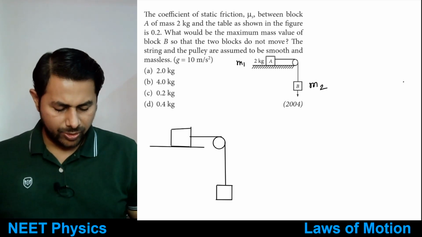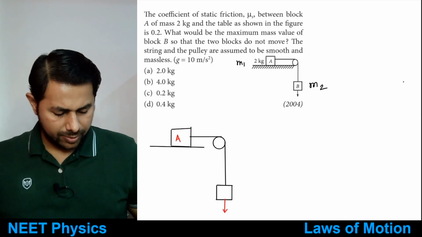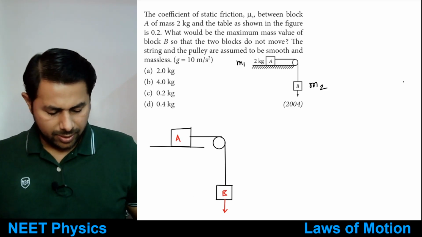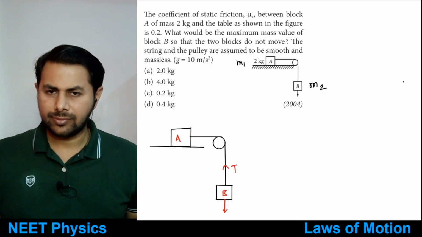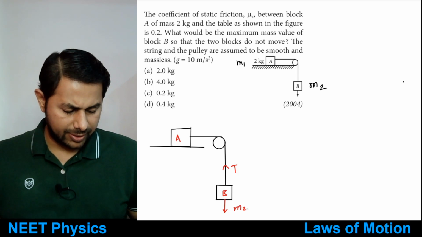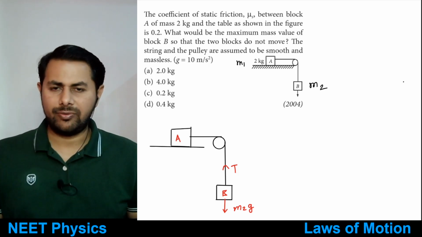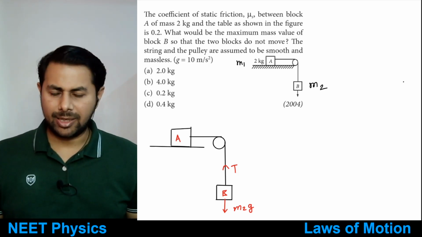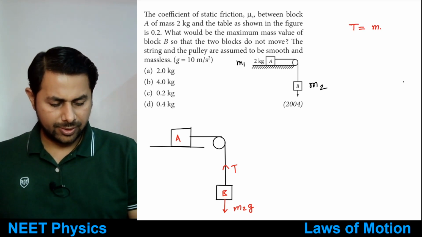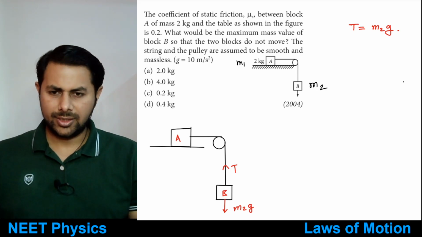So now let's think about this one. Both the masses, they don't move at all. So now for the second mass, the tension acts upwards, and its weight acts downwards. Weight is m2 times g, and it doesn't move, means what? The tension balances the weight, right? Tension balances the weight. So what can you say? T is just equal to m2 multiplied by g. This thing is clear.